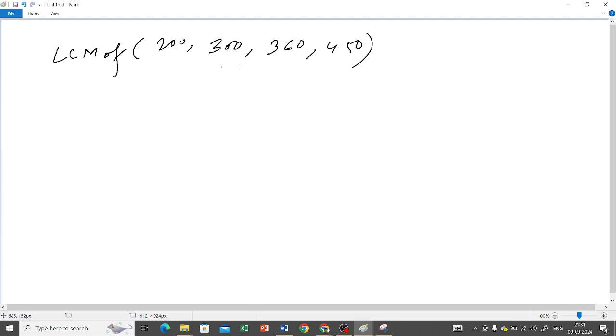450 is not divisible by each one of them. 900 not divisible. 1350 not divisible. Okay, 4 times is 1800. Yes, 1800 is divisible by 200, 300, 360 (36 into 5 is 180), and of course by 450. So after 1800 seconds, they are going to meet together again for the first time at the starting point. Now do this sum.